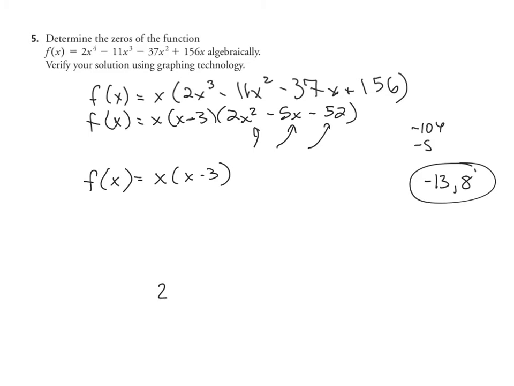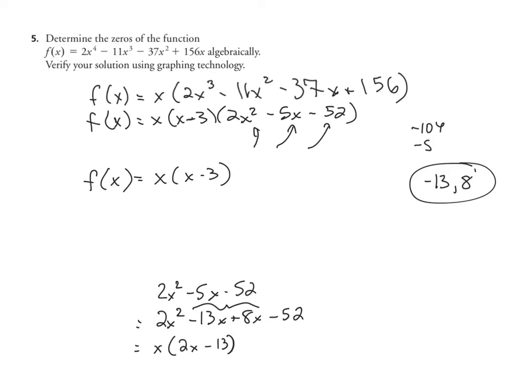So this is going to be, let's just do this down here. 2x squared minus 5x minus 52 is the same as 2x squared minus 13x plus 8x minus 52, because these two add to give negative 5. I'm going to take out an x from the first two. And you got 2x minus 13. I'm going to take out 4 from the second two.